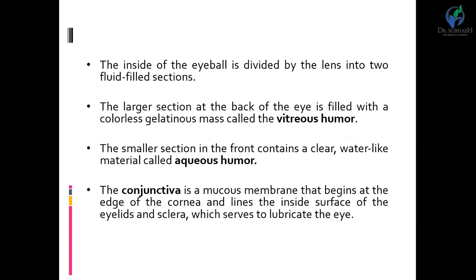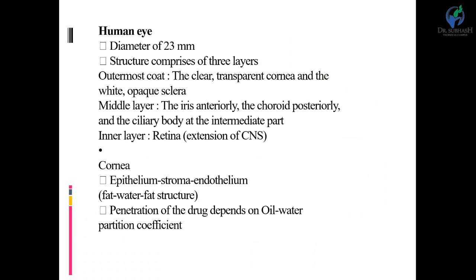The inside of the eyeball is divided by the lens into two fluid-filled sections. Two humors are there. The larger section at the back of the eye is filled with a colorless gelatinous mass, which we call the vitreous humor. The smaller section in front contains a clear, water-like transparent material called the aqueous humor. That is the basic anatomy and physiology concept.